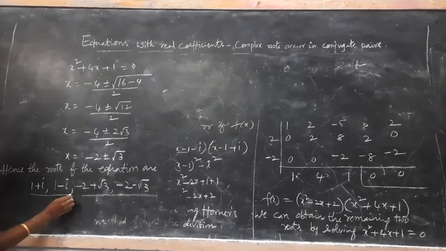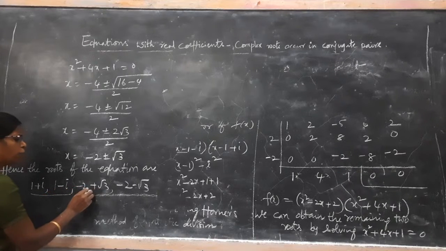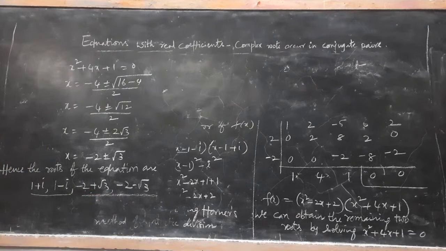So these are complex numbers. They occur in conjugate pairs. And here, -2 plus root 3 and -2 minus root 3 are a set. So these are also occurring in conjugate pairs. Okay, we got 4 roots of the given polynomial.